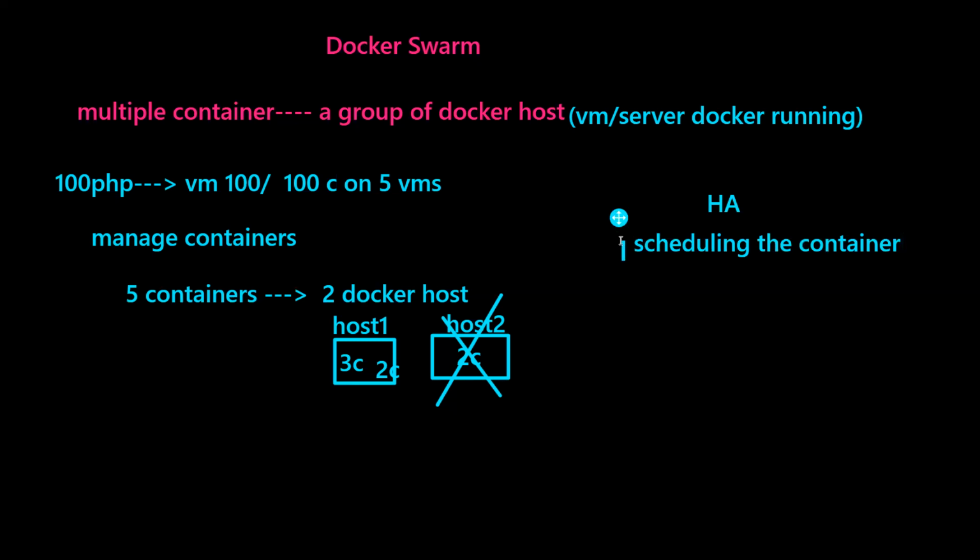So auto scheduling, we don't need to tell anything. You don't need to tell, okay, put 3 here, put 2 here, right? That's what is taken care of by auto scheduling the containers on the Docker hosts, right?